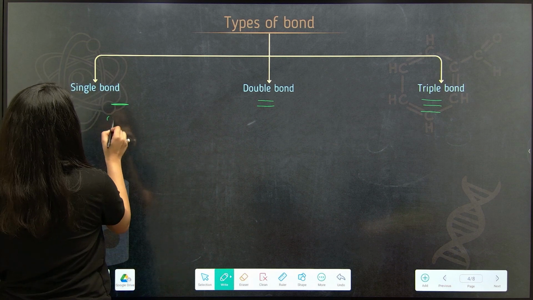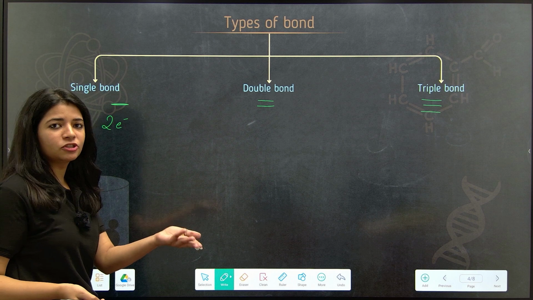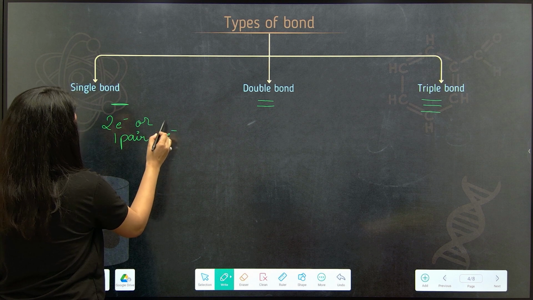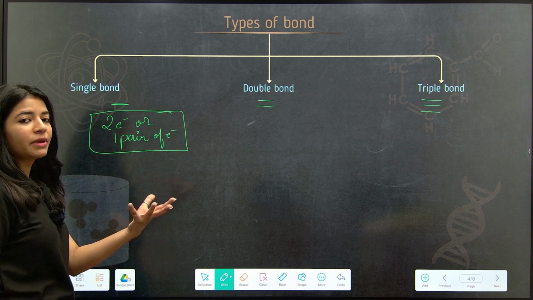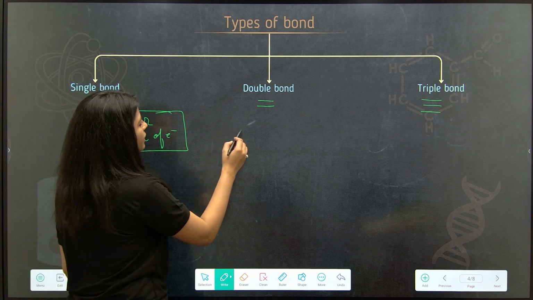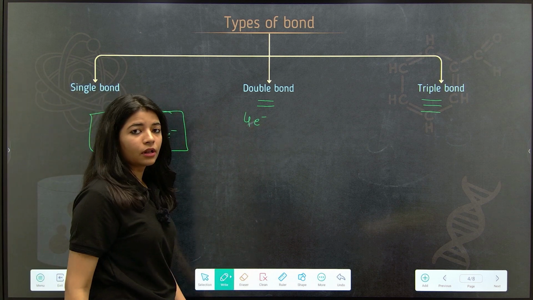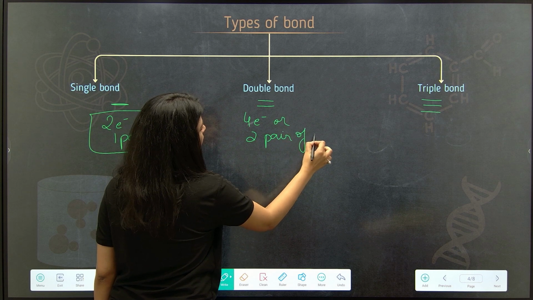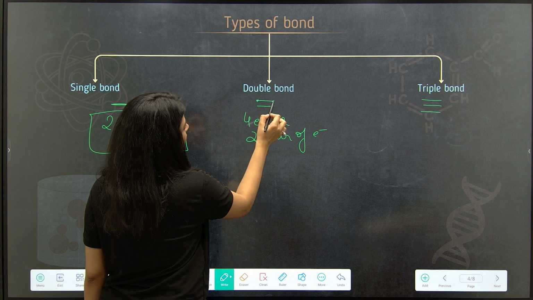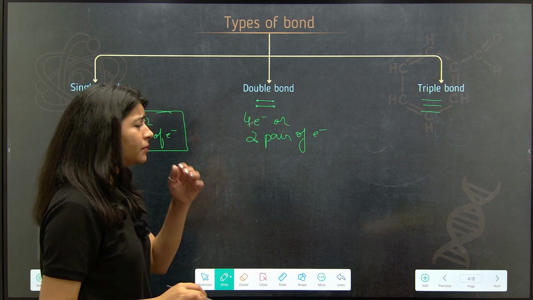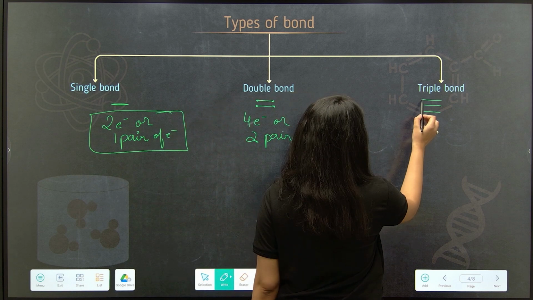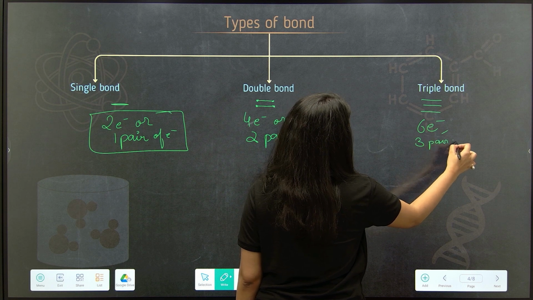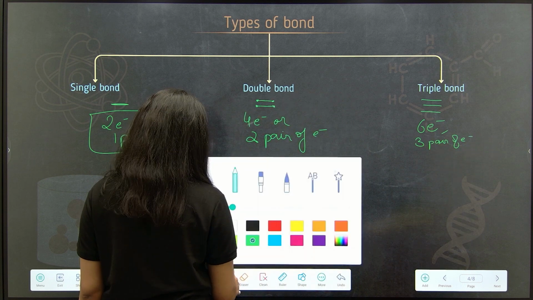So I can say in a single bond 2 electrons in total have been shared, or 1 pair of electrons. This is equivalent only. In a double bond, I can say that 4 electrons in total have been shared, or 2 pairs of electrons. Each end of any bond you can understand as an electron. So over here, how many electrons have been shared? 6 electrons. And how many in pairs? 3 pairs of electrons. Now let's take an example of each type of bonding and when they are formed.